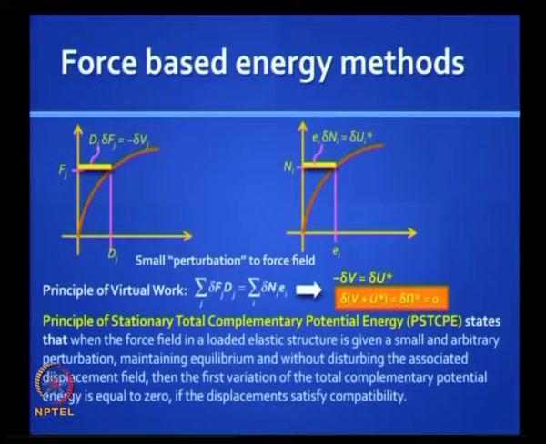So the principle in this form states that when the force field in a loaded elastic structure is given a small and arbitrary perturbation, maintaining equilibrium and without disturbing the associated displacement field, then the first variation of the total complementary potential energy is equal to 0 if the displacements satisfy compatibility. If you write this equation side by side with the earlier equation, which is the principle of stationary total potential energy, you will find many similarities and differences.